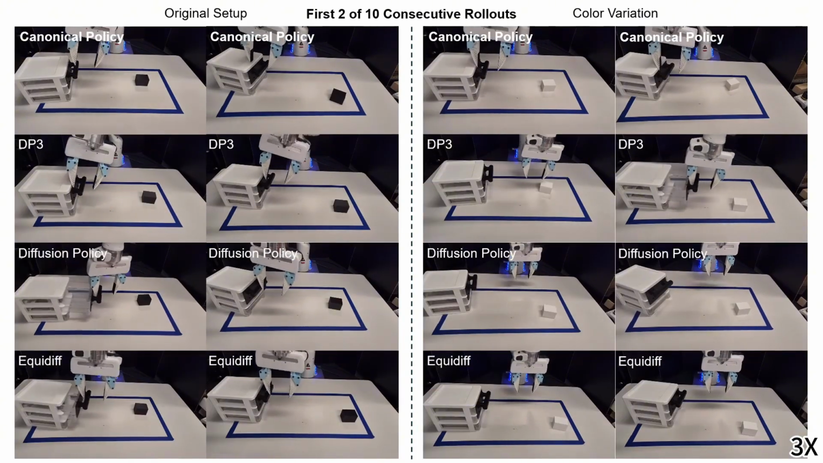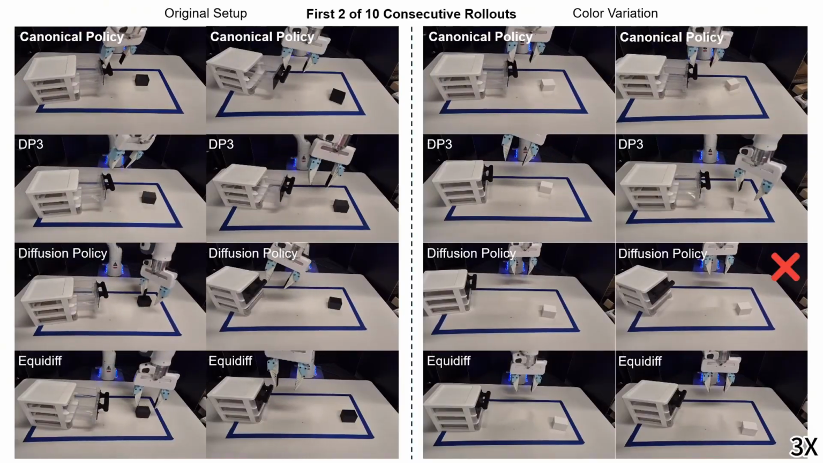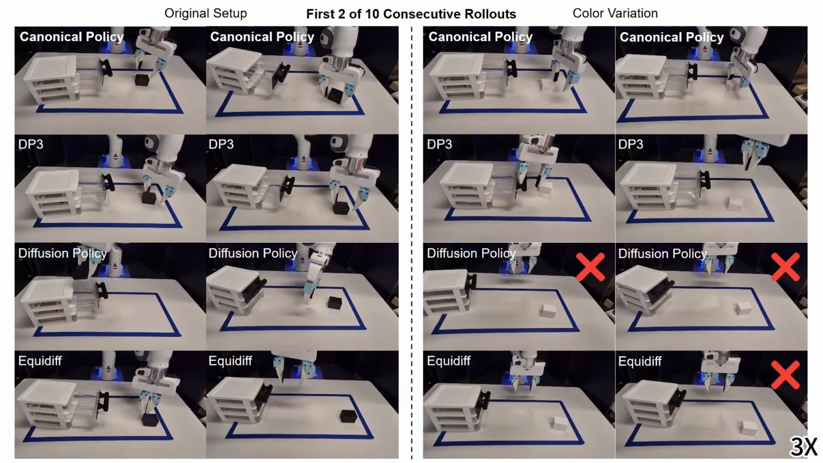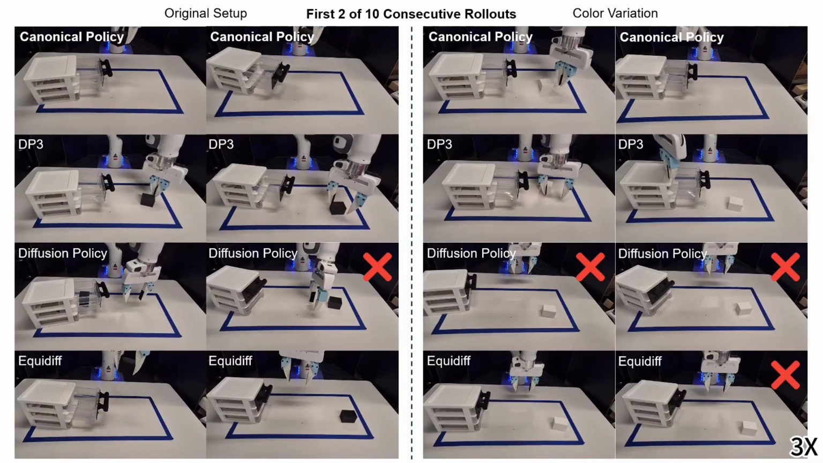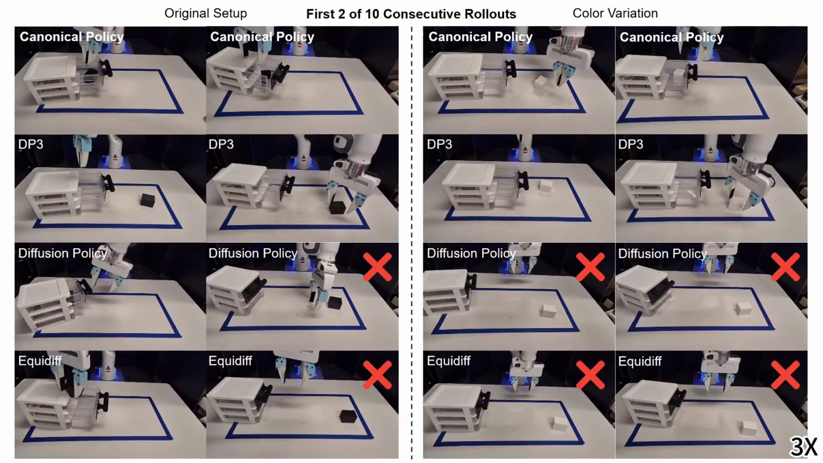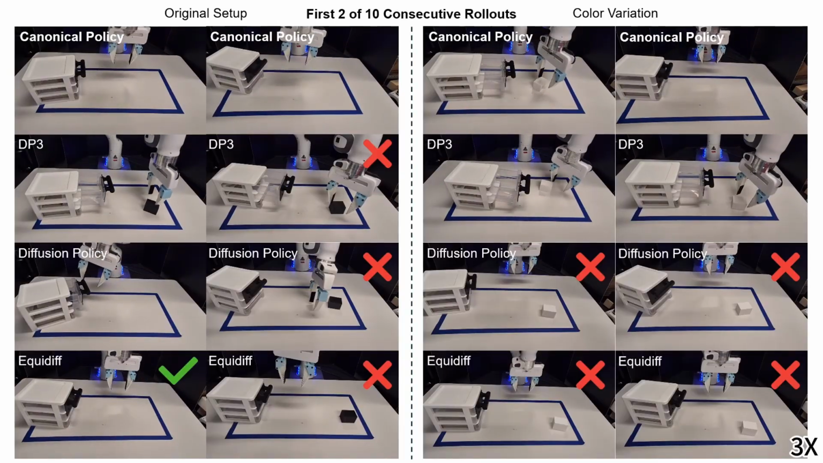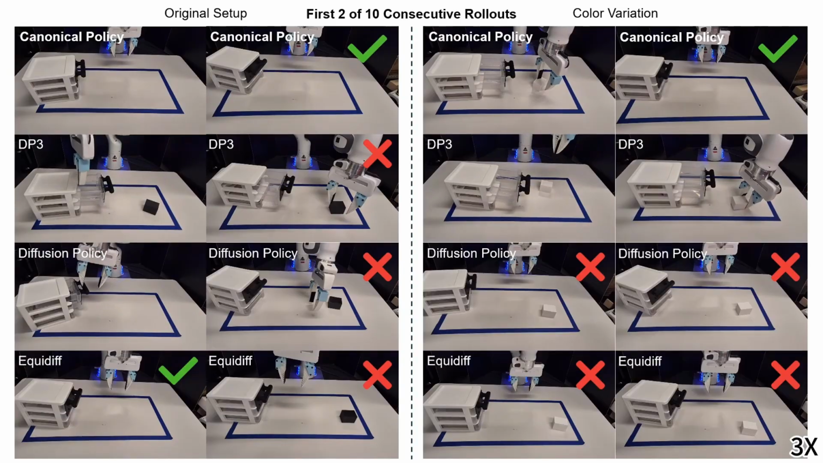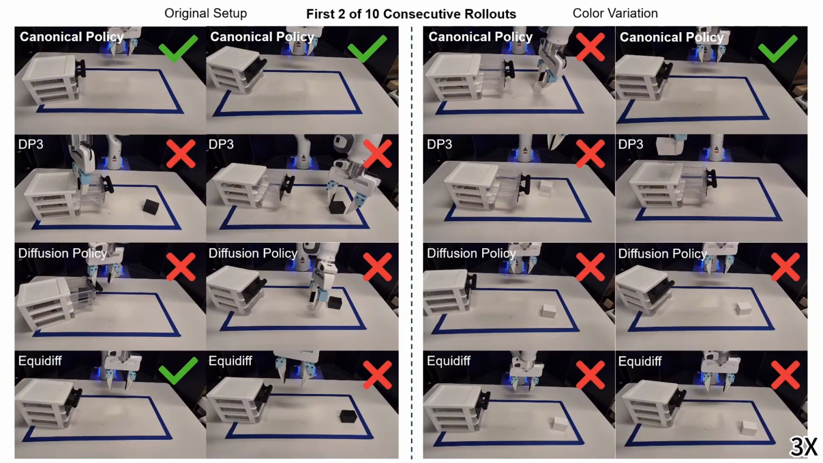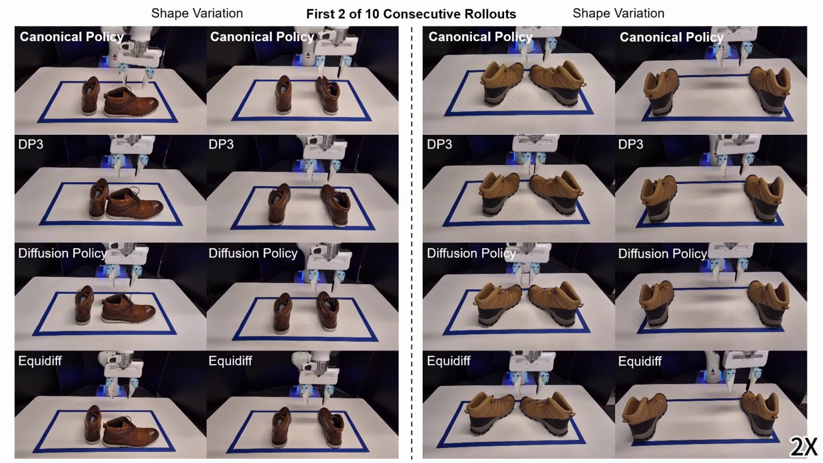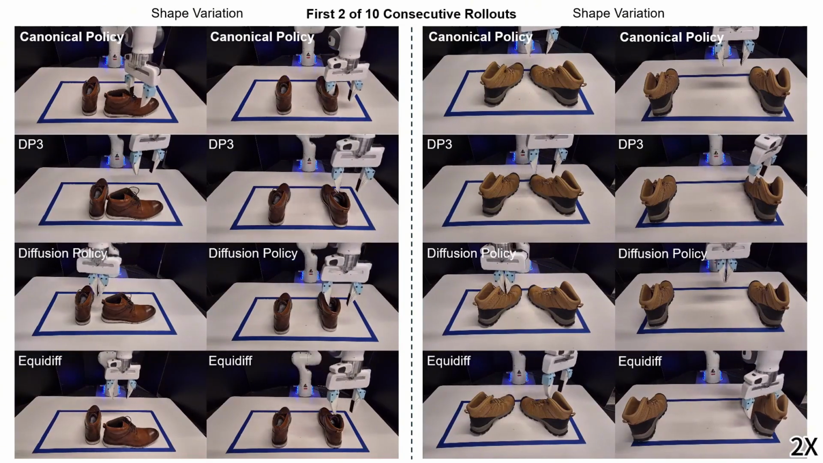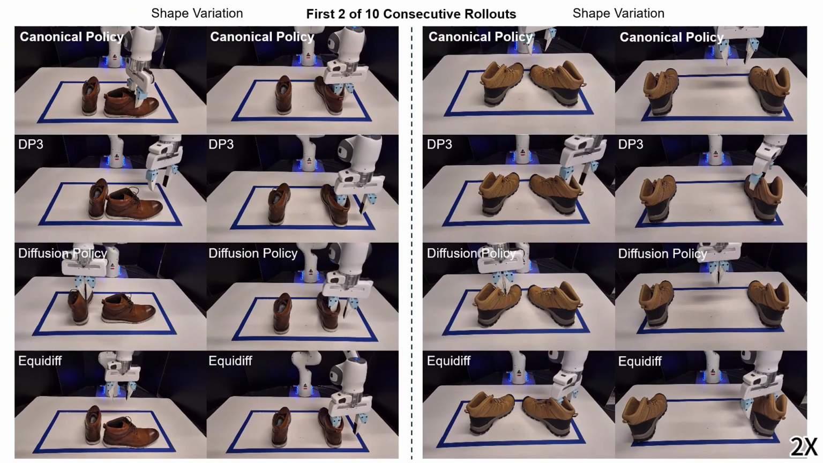Table organization is the most complex task, requiring a sequence of precise operations, object placement, and drawer manipulation. Canonical policy handles this long-horizon task effectively in both the original and color variant setups, highlighting its capacity for robust, multi-step decision-making. Beyond color variations, we also test shape generalization in the shoe alignment task.